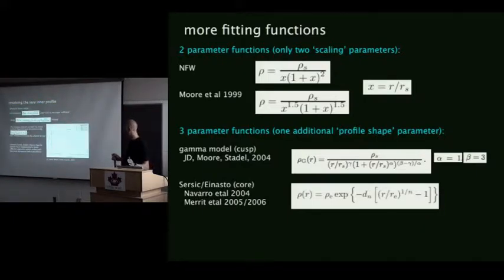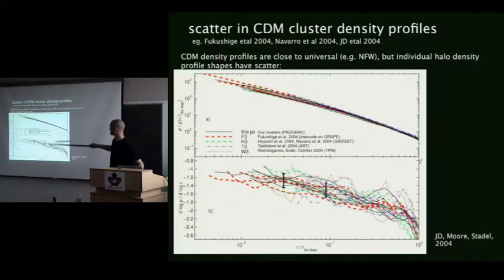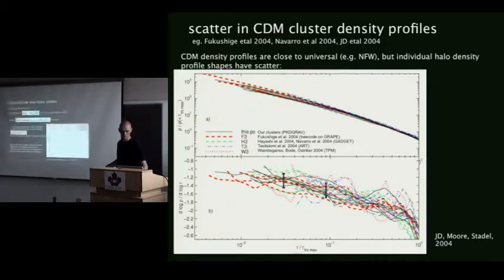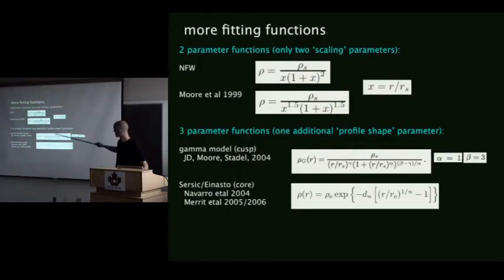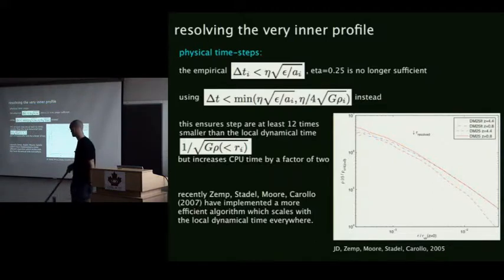And at this resolution, it's actually unclear which one of the two is better. So they both fit very well, of course much better than the two parameter function, but it's unclear which one of these, the cuspy one or the core one, to prefer. I also have to say that it's very hard to resolve these inner high density regions just numerically.